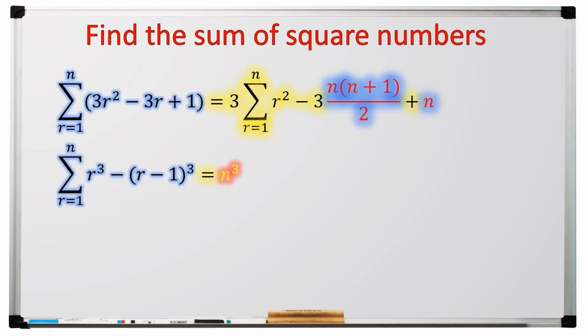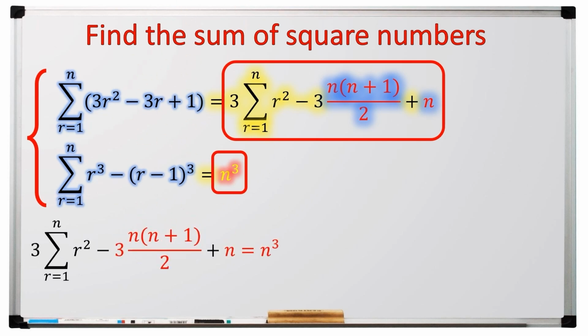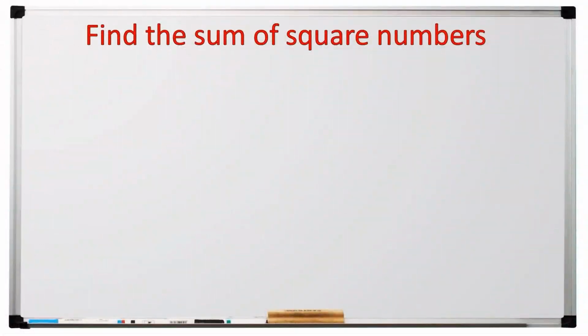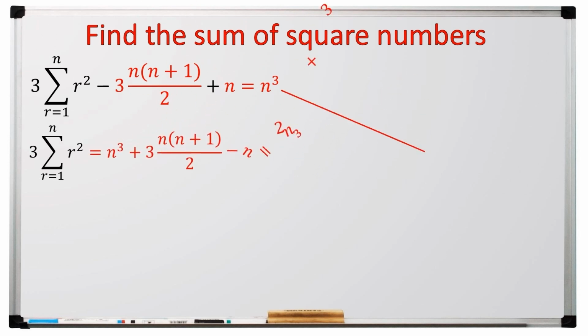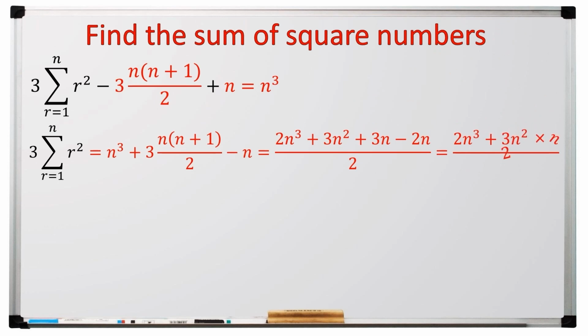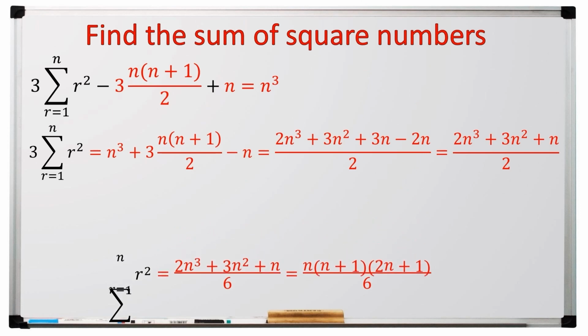Since we have two identical equations, we need to make sure the right sides of both equations are equal. We begin to simplify. After all the simplifications, here's the result.